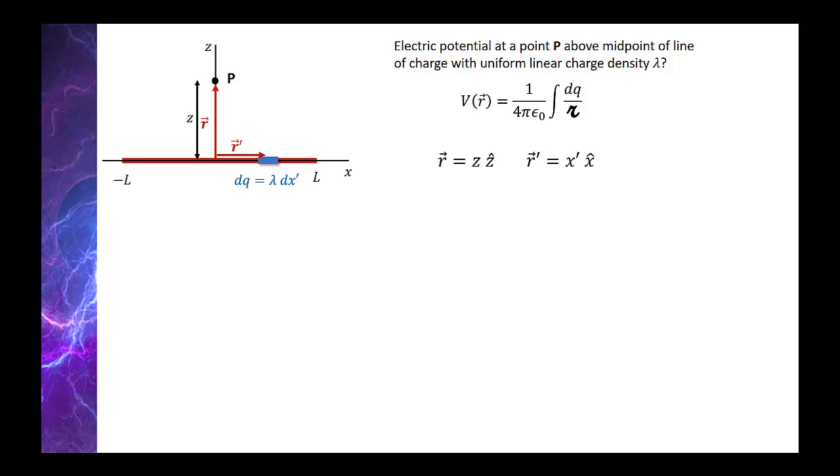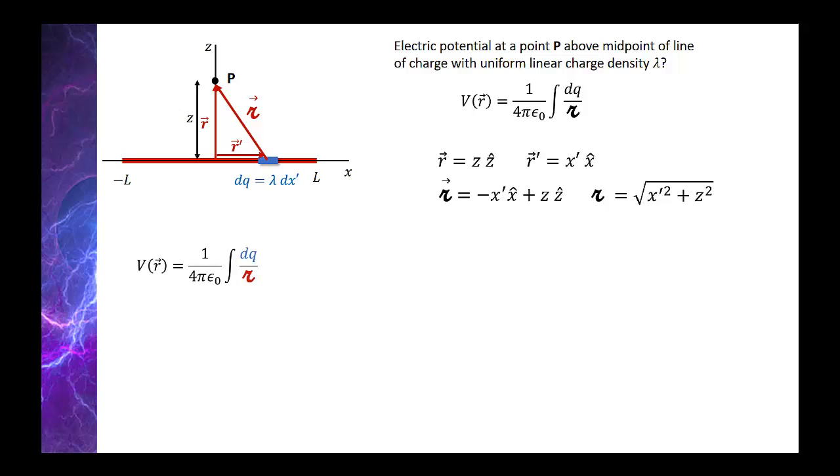And we'll identify our vectors r prime and r, and then we can calculate curly r, except the benefit here is we don't really need the vector form of curly r, we just need the magnitude, and the magnitude of curly r here is the square root of x prime squared plus z squared.